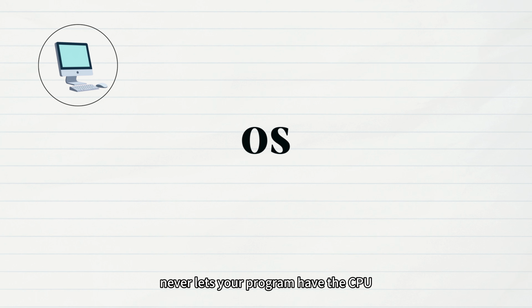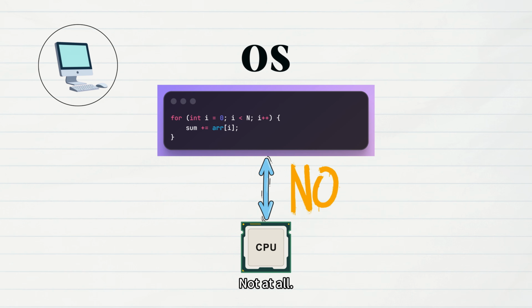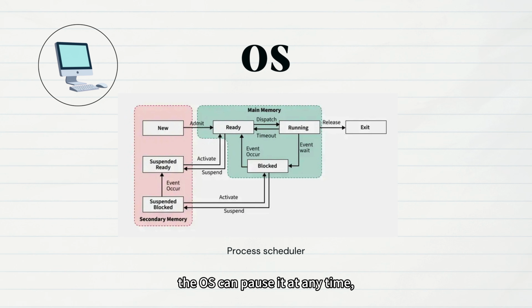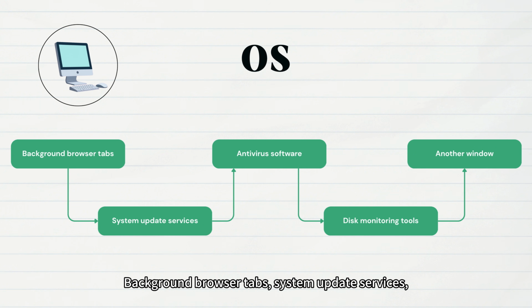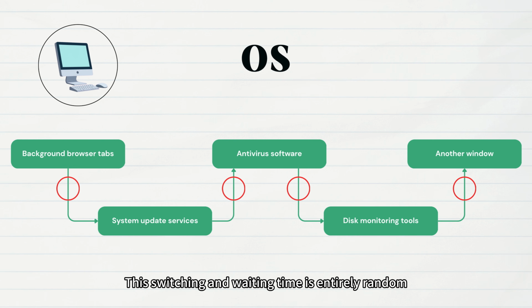Second, the operating system never lets your program have the CPU all to itself. Do you think your program is exclusively using the CPU? Not at all. One of the core tasks of an OS is process scheduling. While your program is running, the OS can pause it at any time, switch to another task, and later resume your program. What can get inserted in between? Background browser tabs, system update services, antivirus software, disk monitoring tools, or even just switching to another window, triggering the desktop rendering process. All of these can seize CPU time slices. This switching and waiting time is entirely random and uncontrollable. Sometimes the switch is quick, so the runtime stays low. Other times the switch is slow, adding a few milliseconds of wait time and directly increasing the program's runtime.